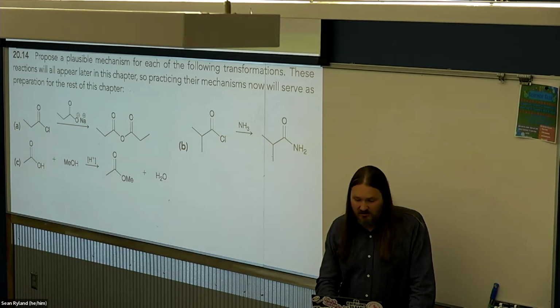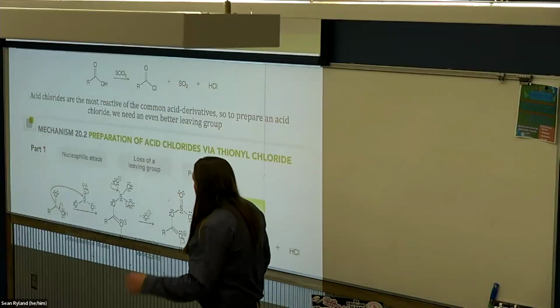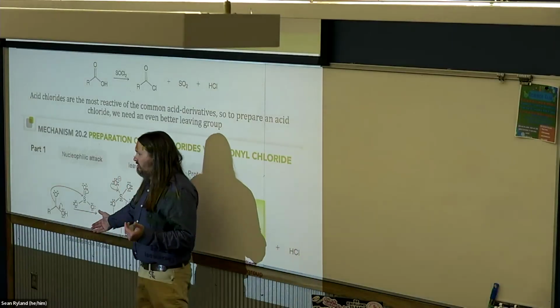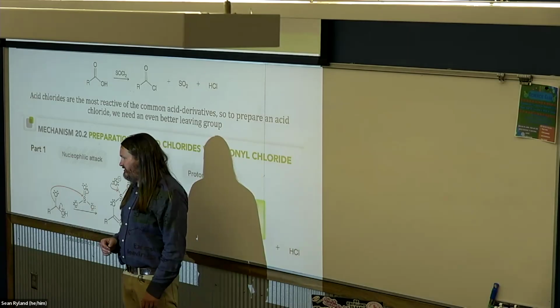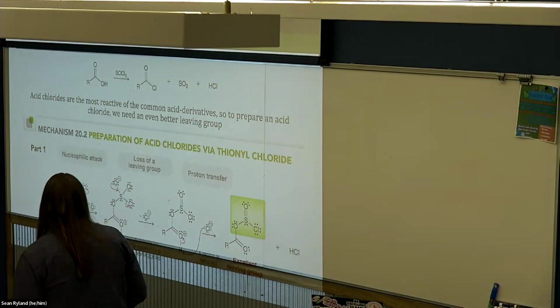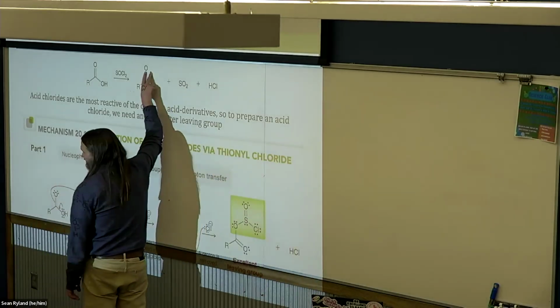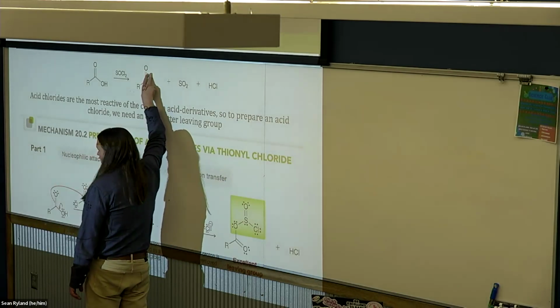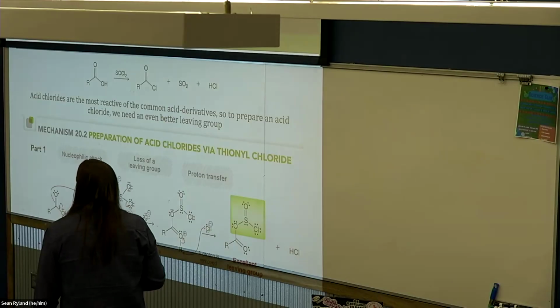All right, so that leads us to our other reaction. If we can always go downhill with these acid derivatives, right? If we can make an acid chloride, we can make any of the other acid derivatives. Right, so if we can get to this, we can make any of the other acid derivatives we want. So we just need a reaction to do that.